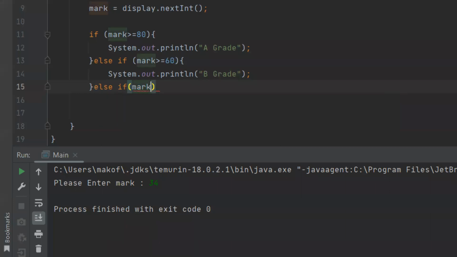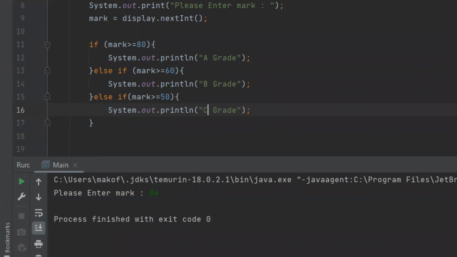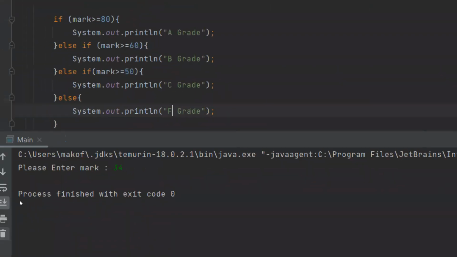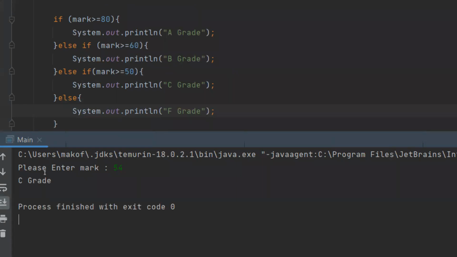And then else if the mark is greater than or equal to 50, then that means you have what? C. Now, of course, if you are not A and you are not B and you are not C, then obviously else you are what? F. So you are F over here, done. So now if I run my program again, and then I type, let's say, 54, it tells me that the person got what?